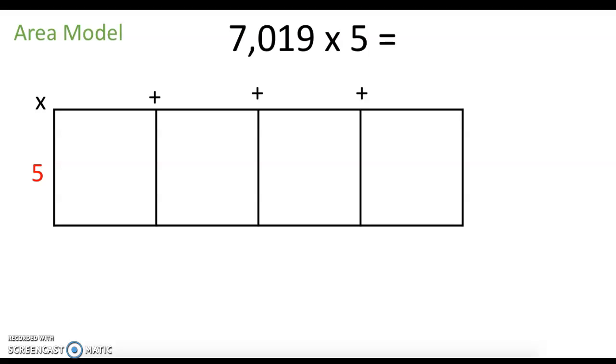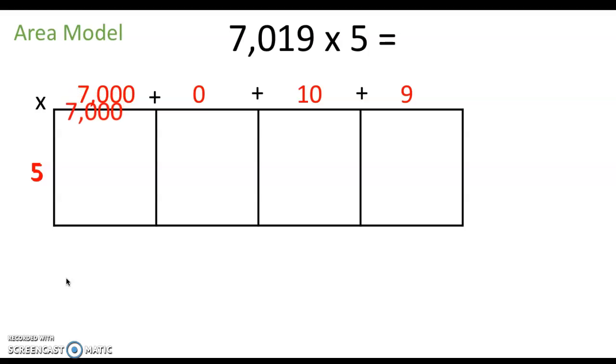7,019 times 5 using the area model. So we have a 4-digit number, so we need 4 boxes for each place value. We need to put our 5 on the side, and then we're going to write our number in expanded form. 7,000 plus 0 plus 10 plus 9.